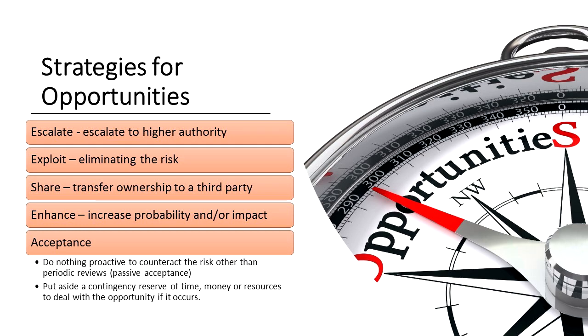The next one under this topic is sharing the risk, sharing ownership of the risk. It could be 70-30 with a third party. It could be even 0 for you and 100% for the other entity. It's giving some or all of the opportunity to a third party to reap the benefits.